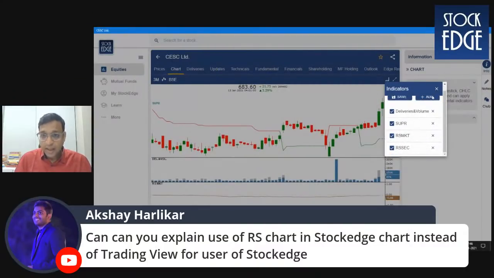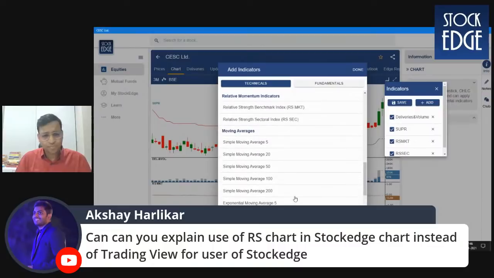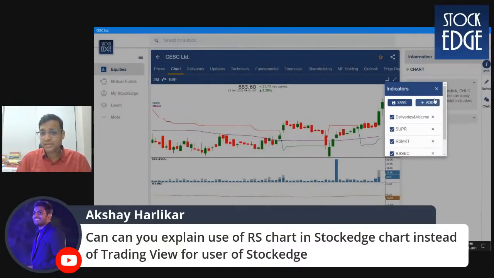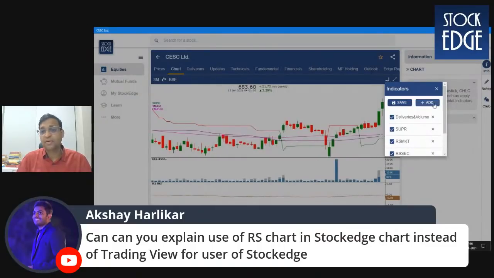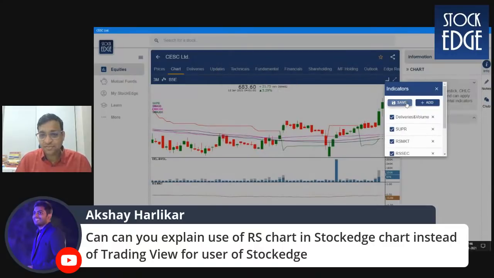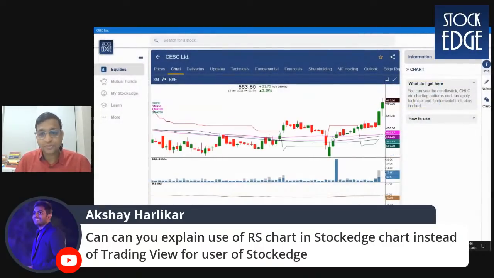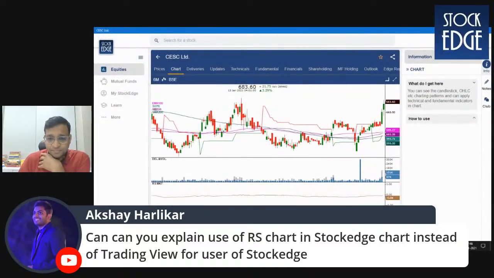Okay, cool. And then we can add more. We can add probably a 50-day moving average. I can add a 100-day moving average, and I can also think of adding a 200-day moving average, and I save this. So this becomes my template. Now what is happening in this stock? This is RS market. Let us expand this to say 6 months.